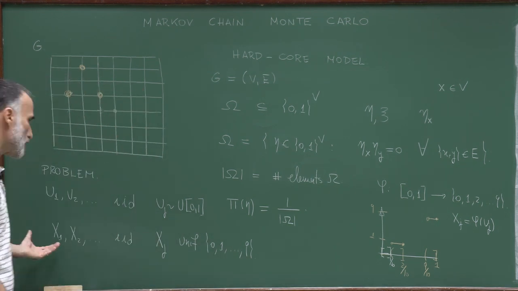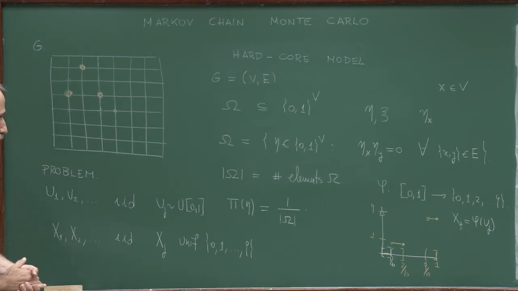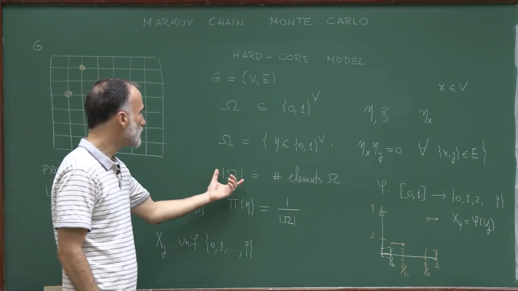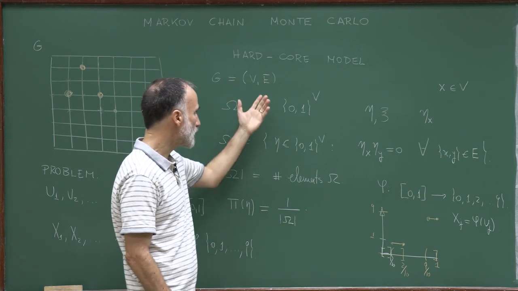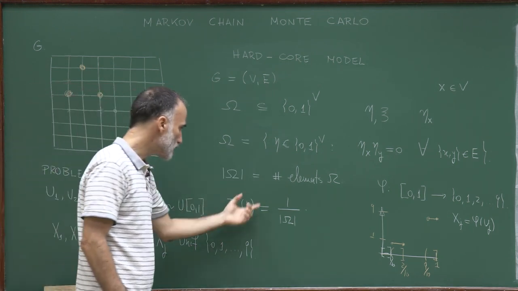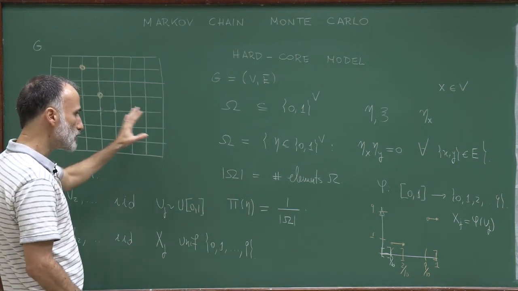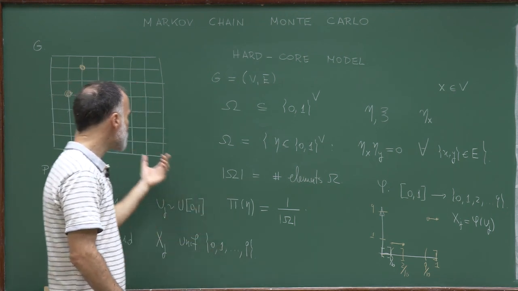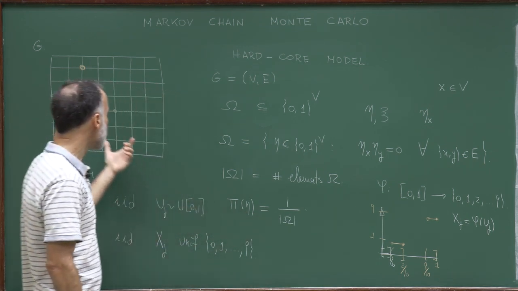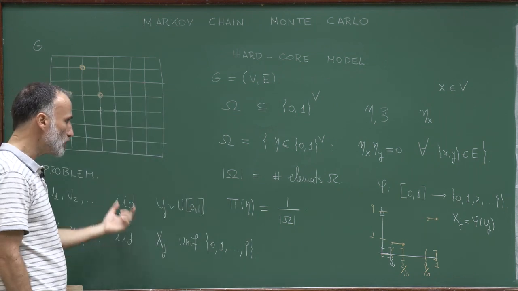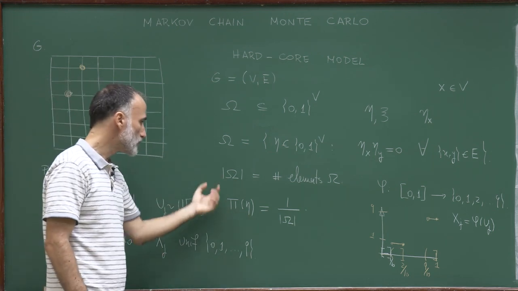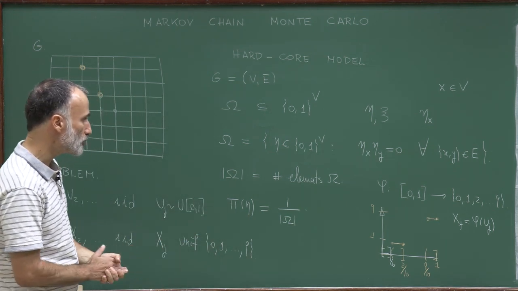Now, I want you to do it. Well, what we are planning to do is to provide a method in which you are able to, given this graph, given this hard-coded model, create a sequence of configurations which are extracted from this measure. So this sequence will be independent, and that will be a sample, what's called a sample, of this measure. Each random variable, each configuration, will be distributed according to this measure. So this is the plan.